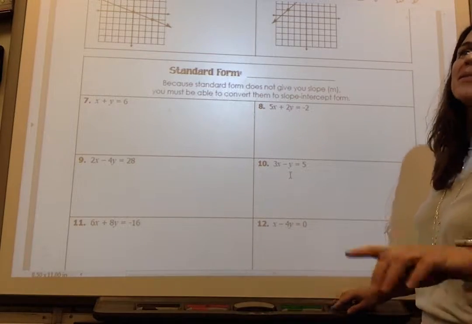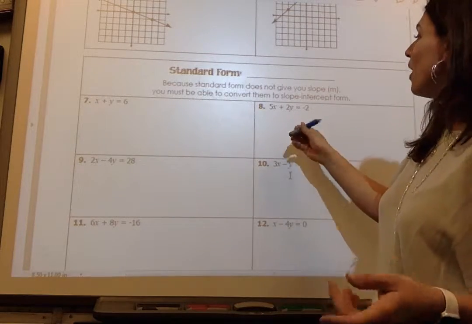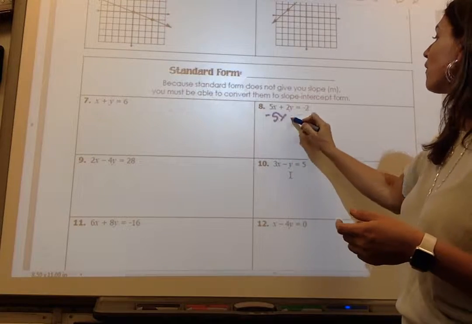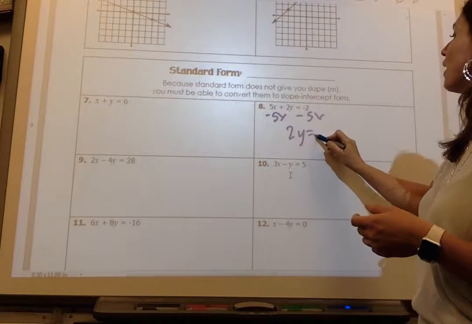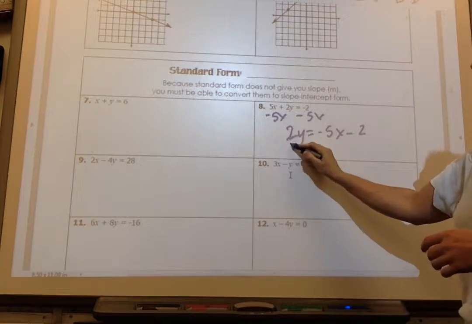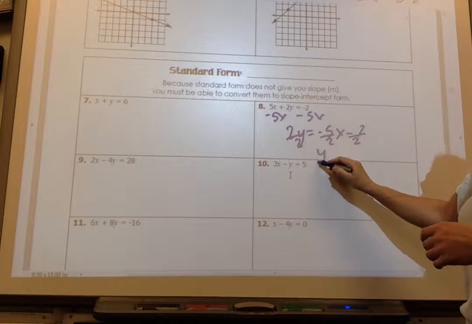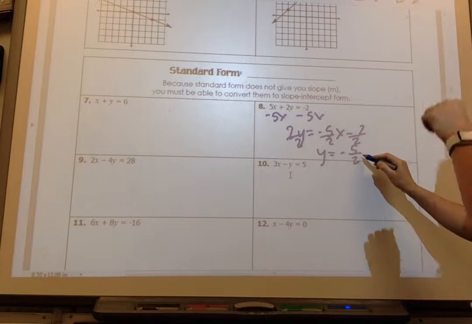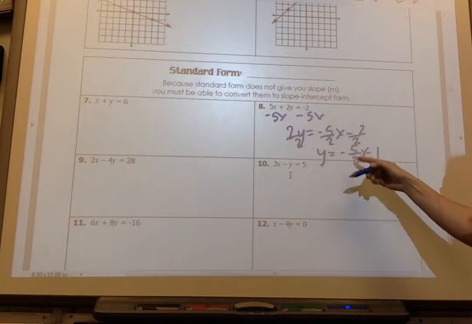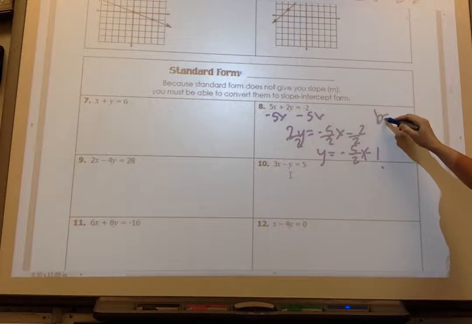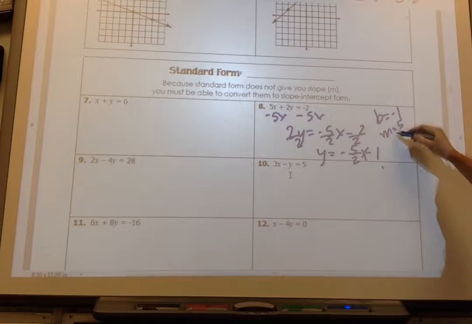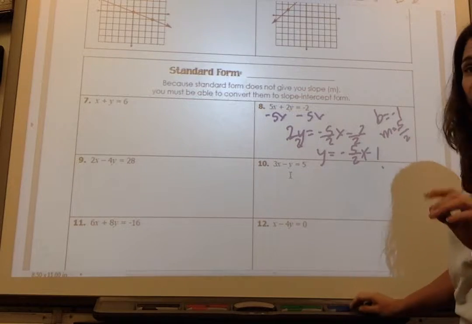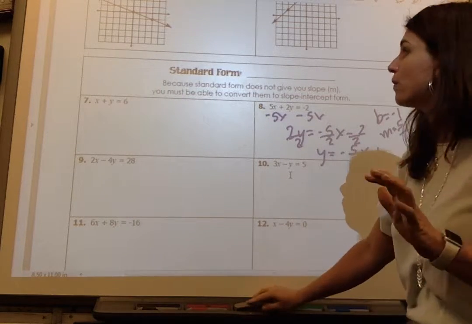All right, so hopefully you got a chance to do number 8. You subtract 5x on both sides. 2y equals -5x minus 2. Divide everything by 2. So my answer is y equals -5 halves x minus 1. My beginning point is -1, and my slope is -5 halves. I know I'm going fast over this, but this is all review.